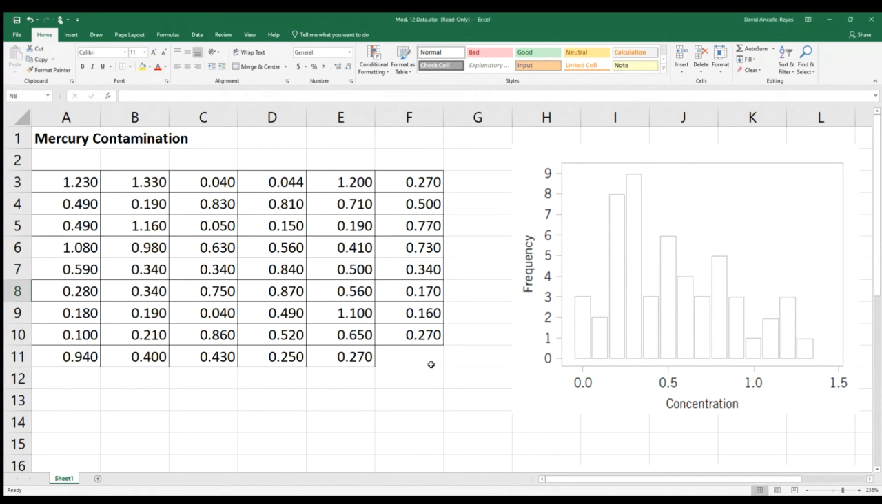So we have these 53 measurements of mercury contamination. And for your reference, the book has also plotted these measurements in a histogram. Now looking at this histogram, do these measurements follow a normal distribution?